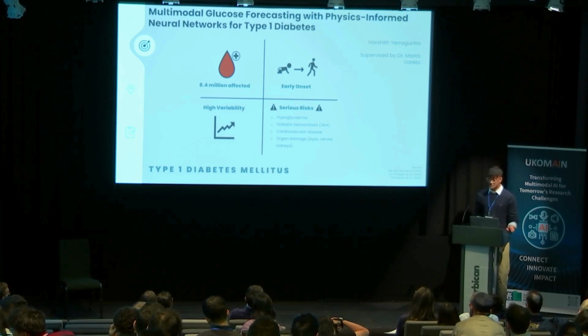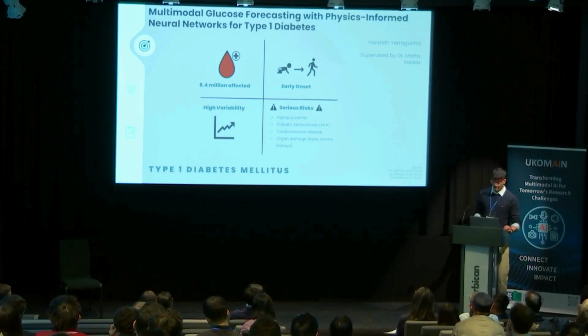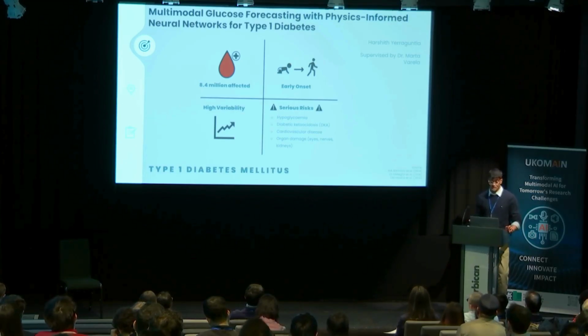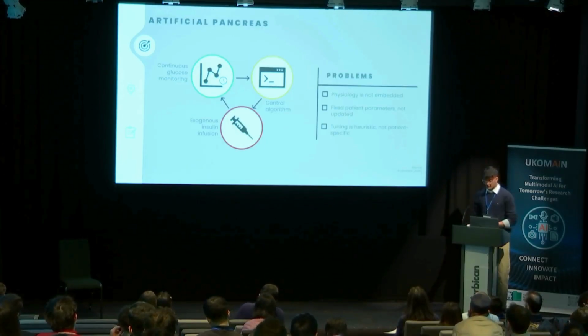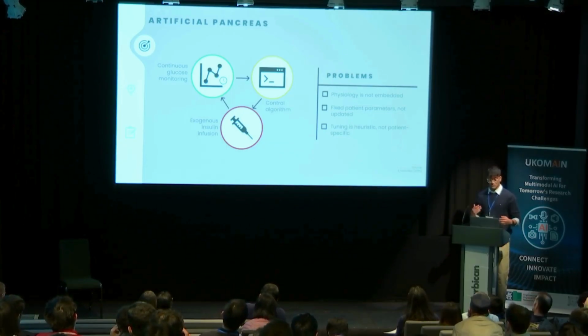It's difficult to manage because blood glucose levels are dependent on highly variable factors like meals, exercise, and stress. And if not managed correctly, this can result in serious health complications like hypoglycemia, diabetic ketoacidosis, and long-term organ damage. Artificial pancreas systems aim to automate insulin delivery to control glycemic changes.